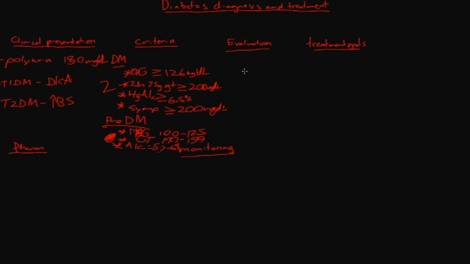Now let's talk about evaluation. So you got this patient, you came in, you diagnosed him with diabetes, all right? So what are you going to do? What are you going to do? Well, first thing you're going to do, obviously, you're going to take a history and a physical exam, all right? After that, you want to evaluate any nutrition, right, and weight loss. You want to know if they lost any weight recently.